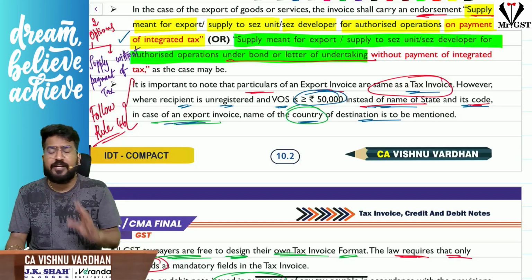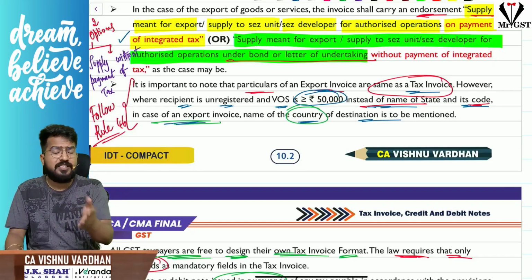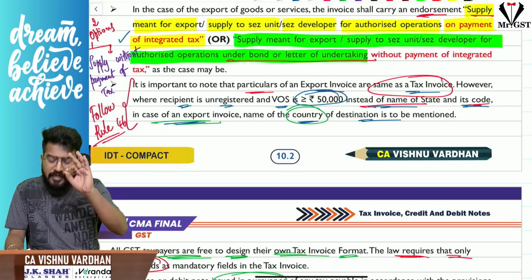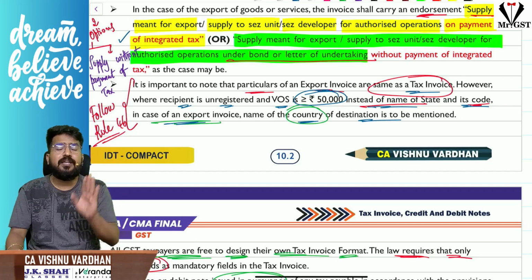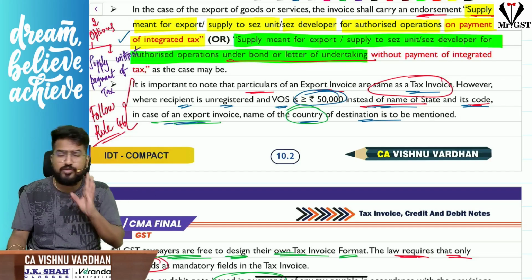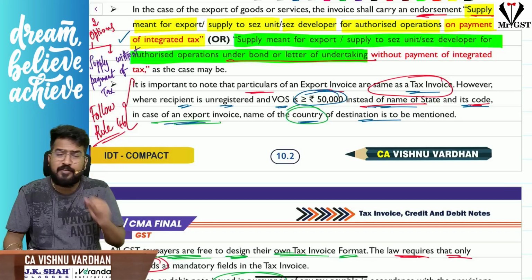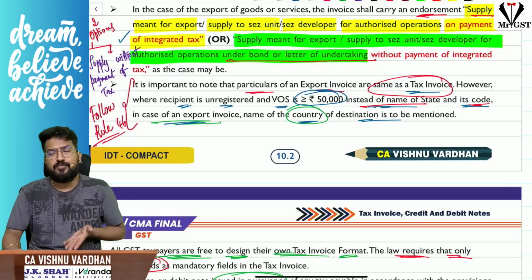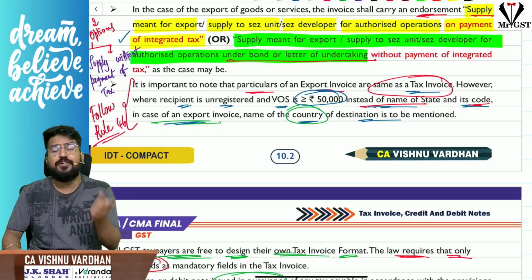Okay, so the point is, sir, if it is an export invoice, it will have the same particulars as a tax invoice. Here in this case, the recipient is unregistered. Now you should give the details, name and address of the recipient, if the value is exceeding 50,000. If I am exporting with less than 50,000, I will export. So greater than or equal to 50,000, you are exporting, so name and address you should give.